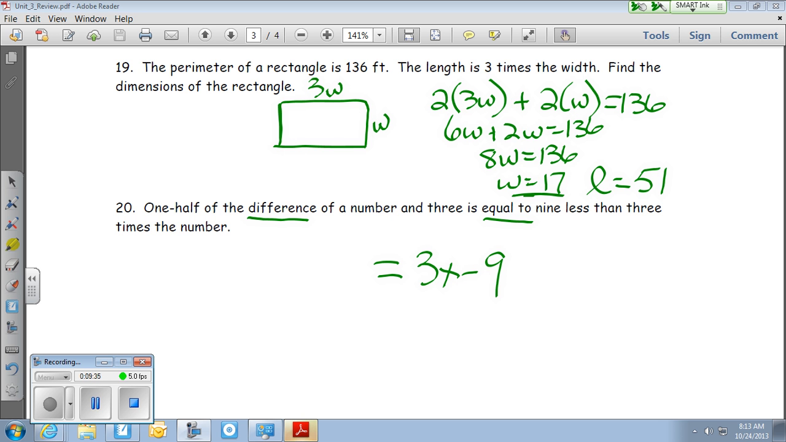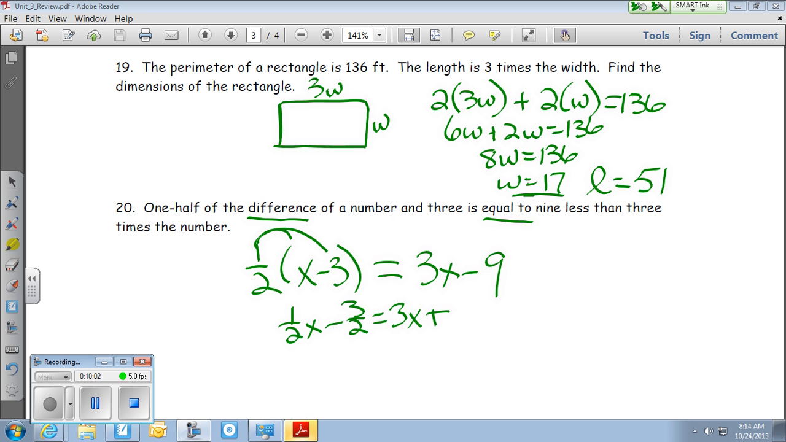And then 1/2 of the difference, difference means subtraction, and I'm going to take half of that subtraction problem of a number and 3. So here's the difference of a number and 3, and I'm going to do half of that. All right, then I can distribute these right here. I have a half x minus 3 halves equals 3x, oops, sorry, minus 9.